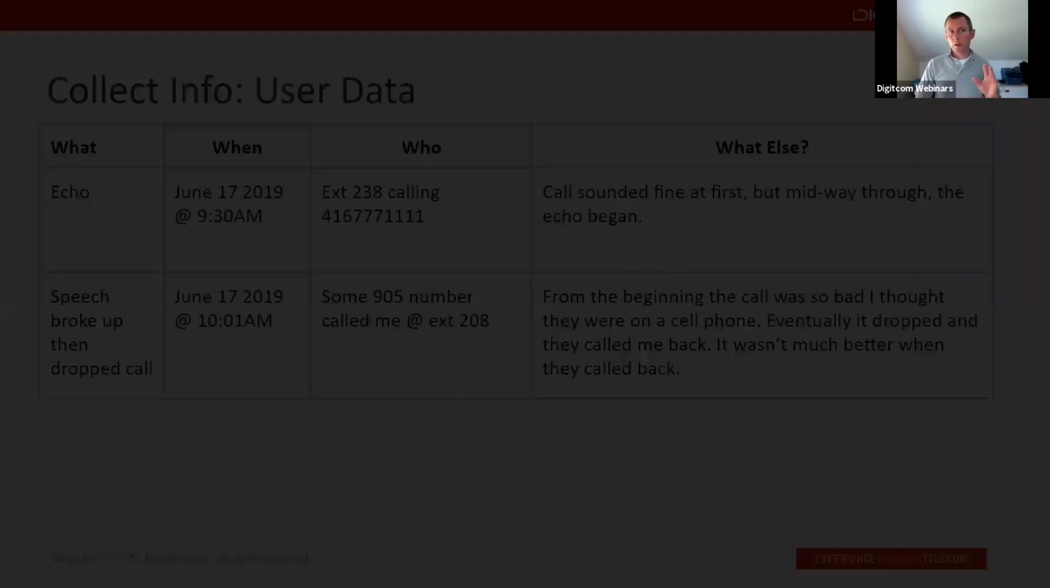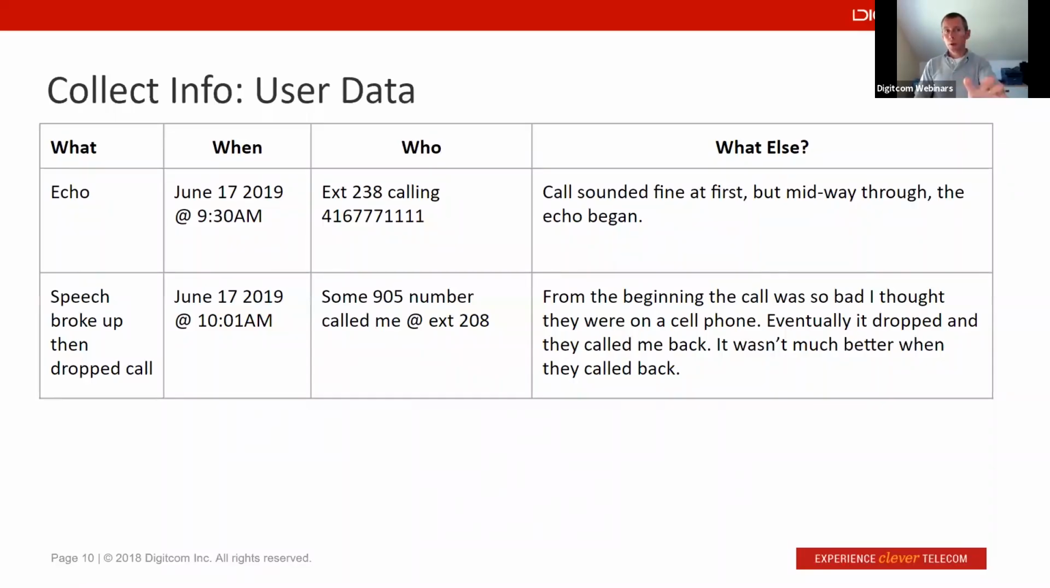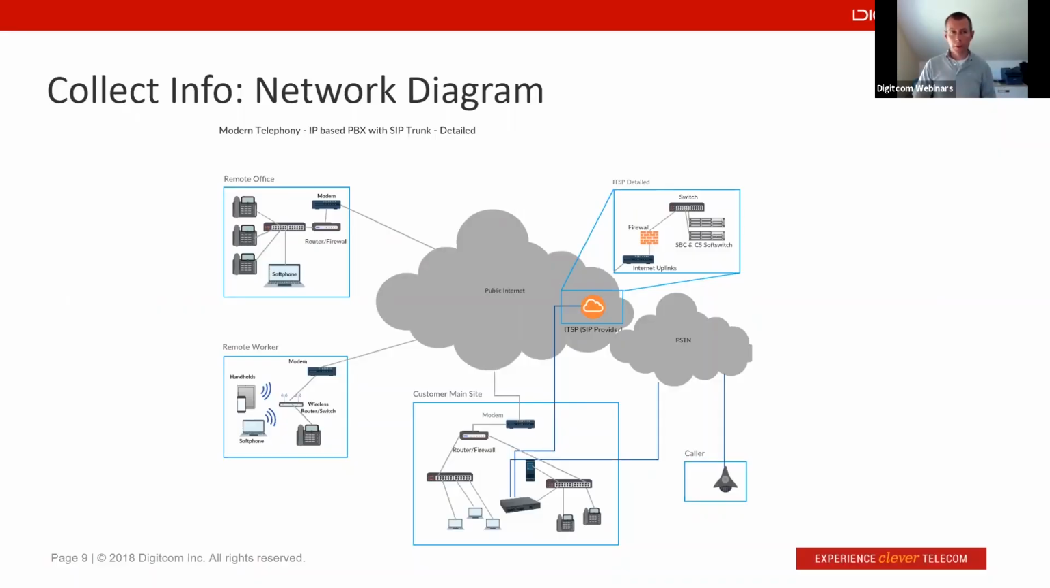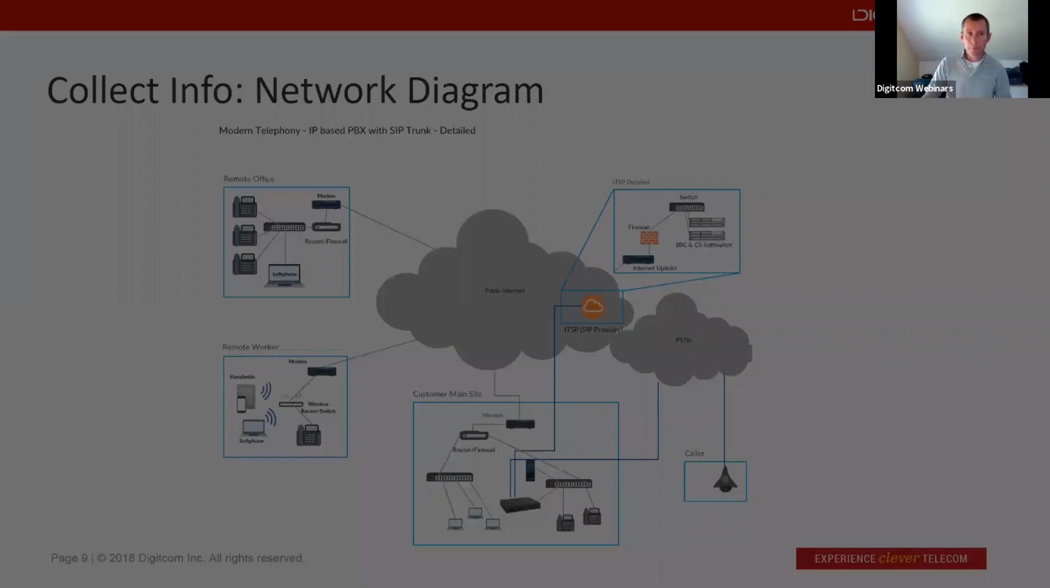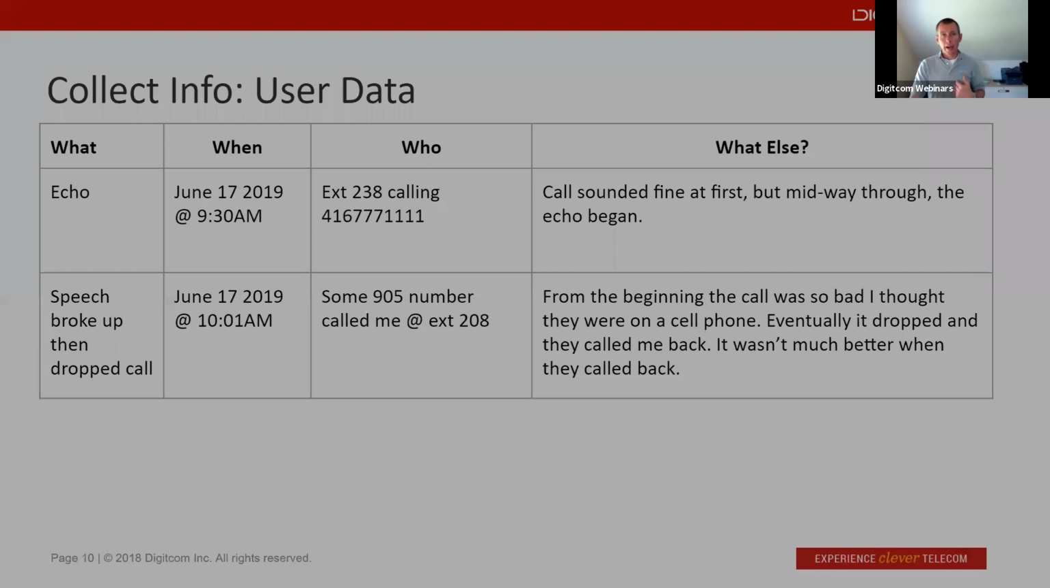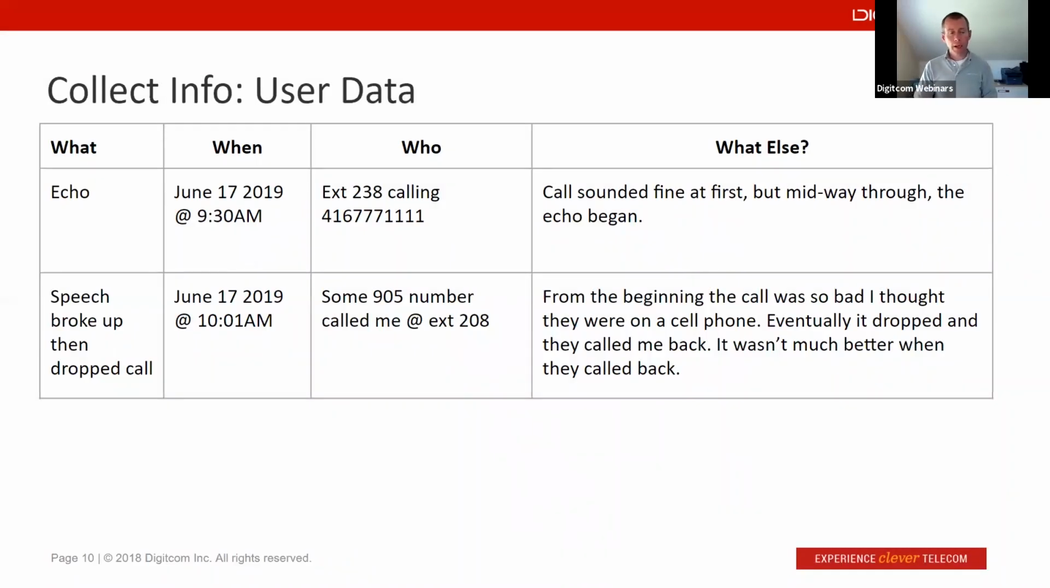So moving along, more collecting info. Step 1 of collecting info, in my opinion, is do a network diagram. Step 2 is actually ask for incidental information. I like using this format: what, when, who, and what else. So what happened? Somebody said, oh, I could hear myself talking. All right, sounds like echo to me. So write down echo.